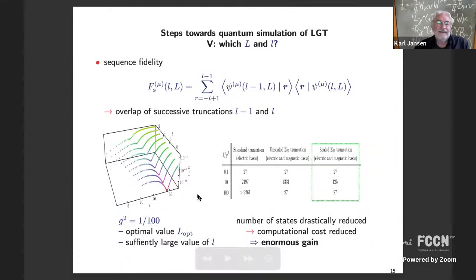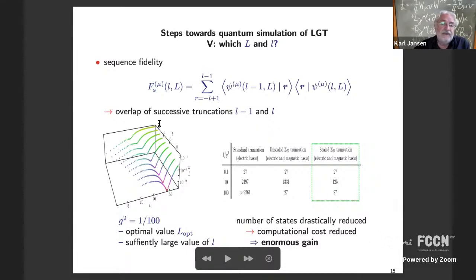Okay, and now comes the question, how can we actually optimally choose capital L and small l? And for this, we use this sequence fidelity, the overlap that I get when I change from L-1 to L. And we did a scan here. So this is the truncation capital L in this direction here. This is the truncation small l in this direction here. And this is the infidelity of the sequence fidelity. So I want to have this as small as possible.